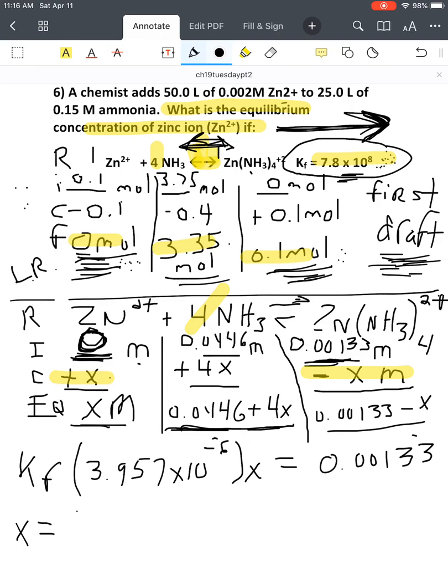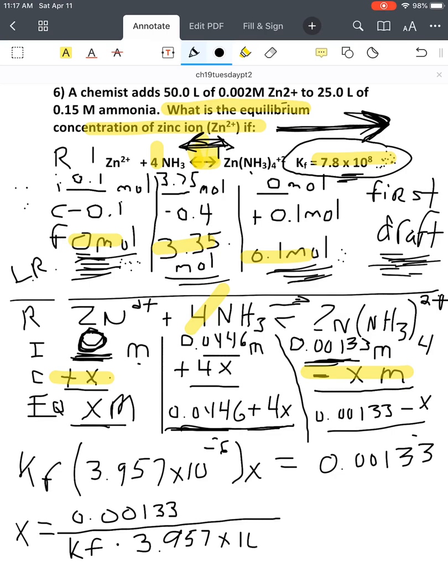And it looks like to do that, we need to take the number that's on the right, 0.00133, and divide that by kf multiplied times 3.957 times 10 to the minus 6. Erase that, that's kind of misleading. Okay. All right, so that's what we need to do mathematically.